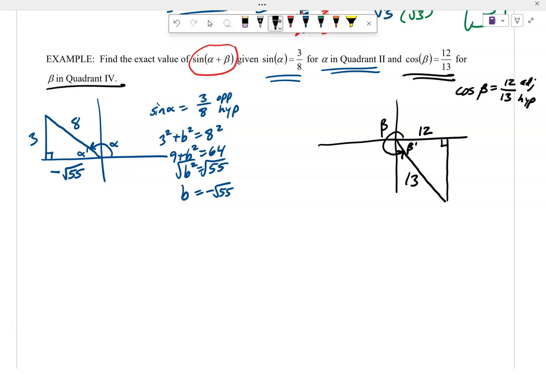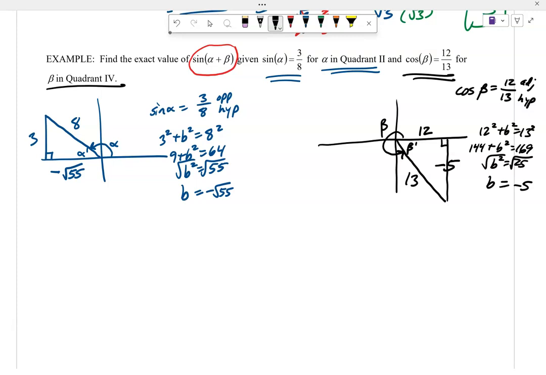which means we got to solve for the remaining side. So 12 squared plus b squared equals 13 squared. Subtract 144. And b is, now it's positive x, negative y, right? So make sure you label this. This is a negative 5. So then put it in, negative 5 right there. Okay.